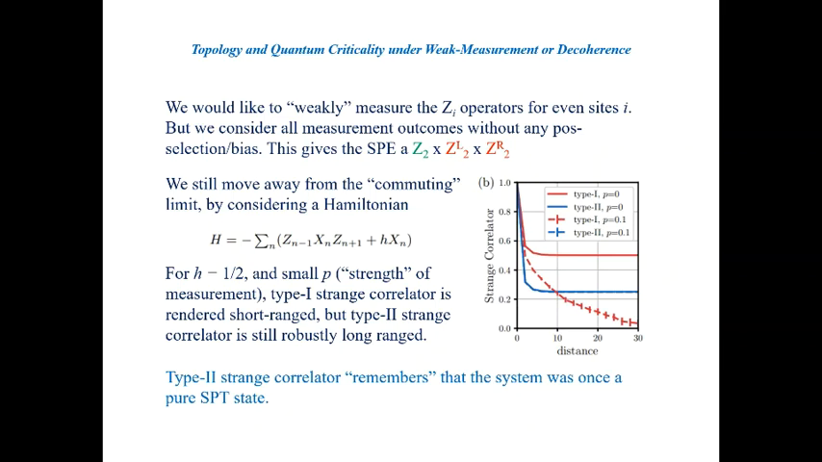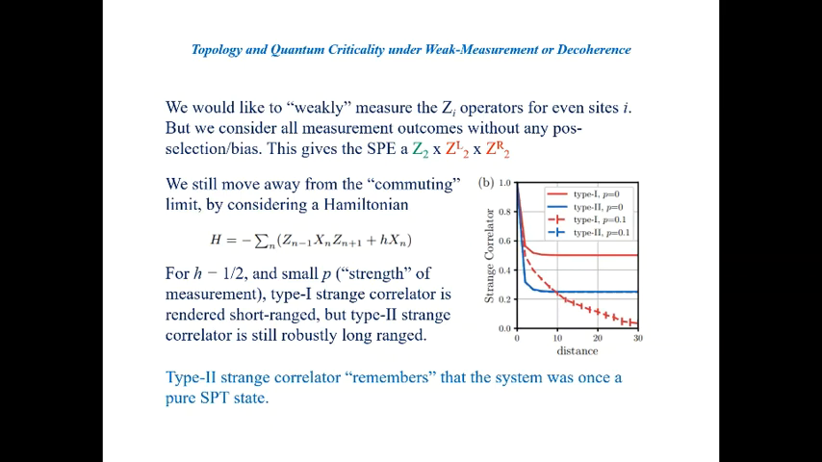Then you can see that, again for h equals 1/2, the type one strain correlator will immediately become short range on decoherence. This is consistent with Alex's talk yesterday, where the string operator will not survive decoherence. So it's the same thing here: the type one strain correlator will just go to zero at large distance.